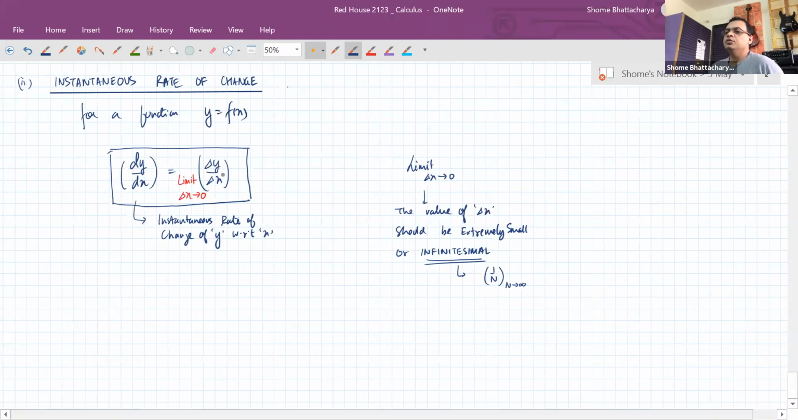So this concept, as you can understand, is a bit more abstract. There's no direct formula for it, like we have for average rate of change, y2 minus y1 upon x2 minus x1. But there is a good graphical interpretation of it, and we are coming to that next.